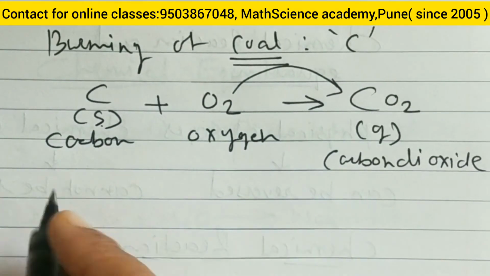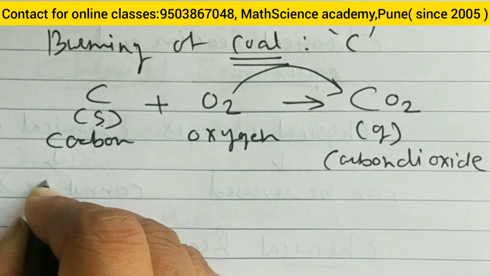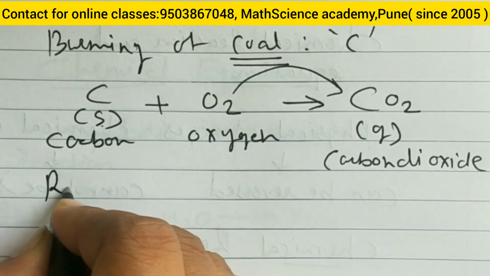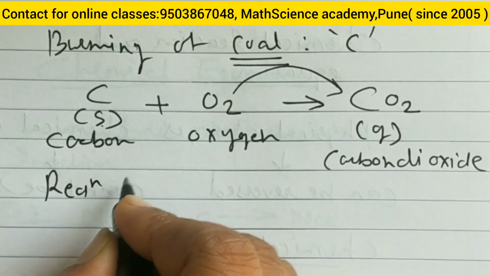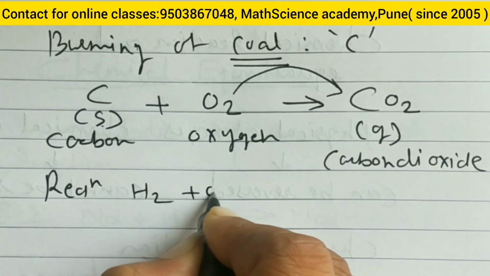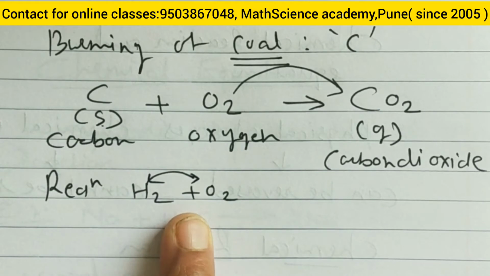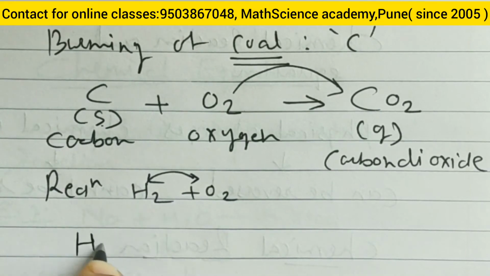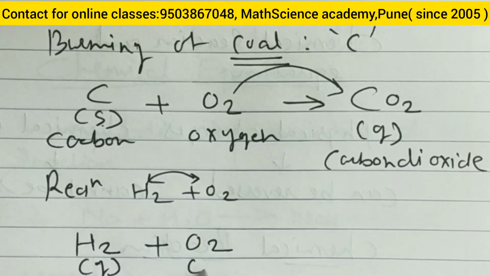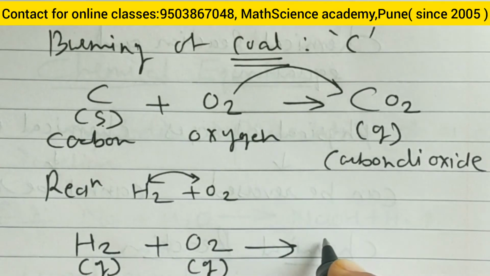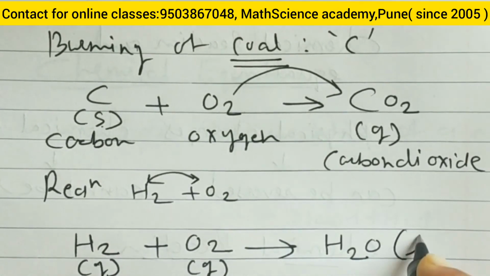One more reaction I am going to explain to you is the reaction between hydrogen gas and oxygen gas. So let's see what will happen when hydrogen gas and oxygen gas react with each other. This is the hydrogen gas. I'll write its state. It will react with oxygen gas. Both are in gaseous state. The name of this gas is hydrogen and the name of this gas is oxygen. When they react with each other, we get water in liquid form.